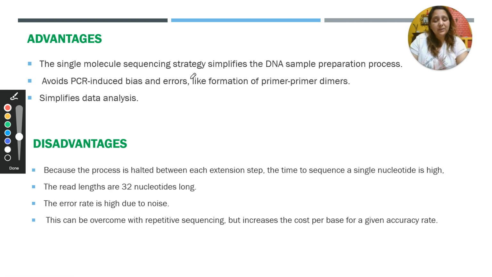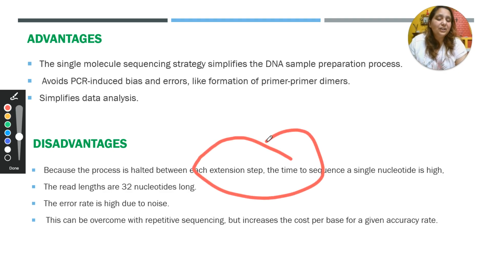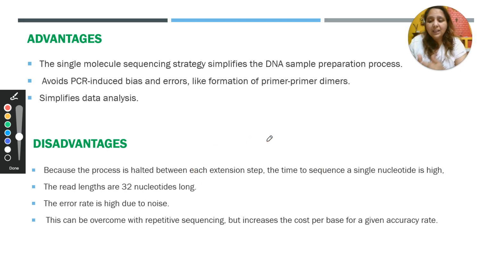But there was a disadvantage. What was the disadvantage? That you have to stop the process of sequencing every time you need to add the nucleotide, because every quad run involves the addition of 4 nucleotides. So there was a lot of halt during the sequencing process. And due to the halt, the time for sequencing was increased to 8 days. So that was quite a long amount of time. Then the read length was also very small, 32 nucleotides.